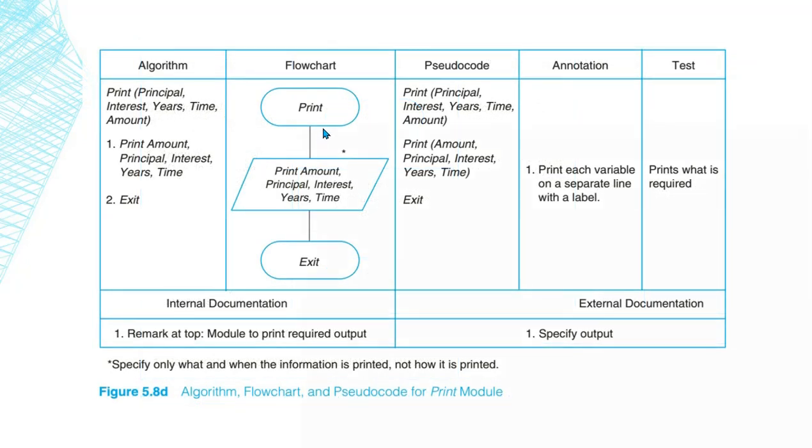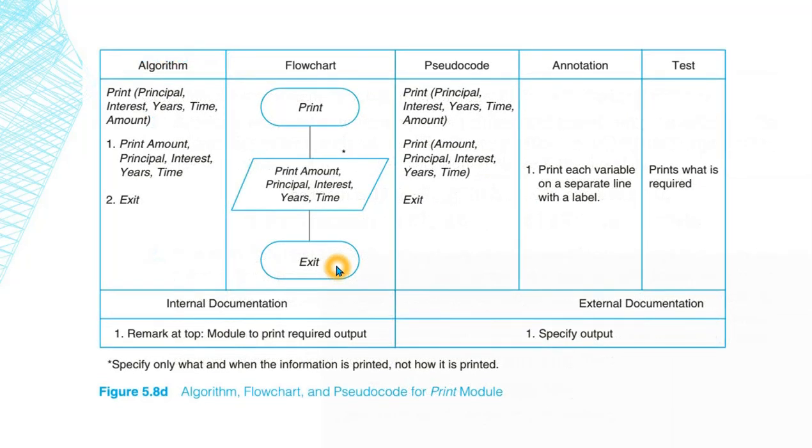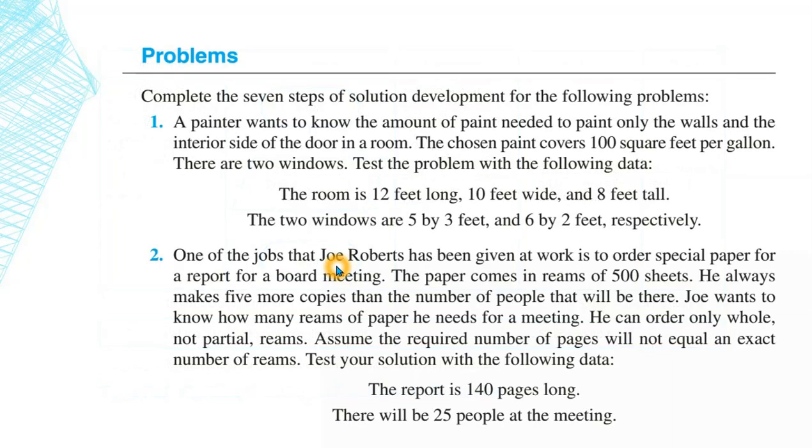And finally the print, it's output, so it's in a parallelogram, it will print everything: principal, interest, will year, will time, will amount, and everything. So this is the flowchart, this is the algorithm, and this is the pseudocode, and this is the annotation. Will testing print what is required or not, and we put remarks and so on. Okay, so this is our chapter, and we will put homework for that later on. Assalamu alaikum.